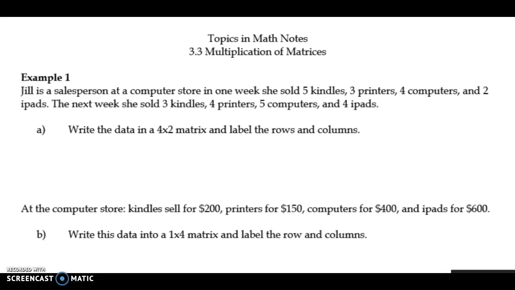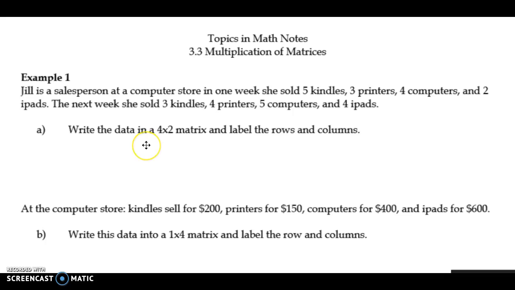Topics in Math 3.3, Multiplication of Matrices. Example 1. Jill is a salesperson at the computer store. In 1 week, she sold 5 Kindles, 3 printers, 4 computers, and 2 iPads. The next week, she sold 3 Kindles, 4 printers, 5 computers, and 4 iPads.